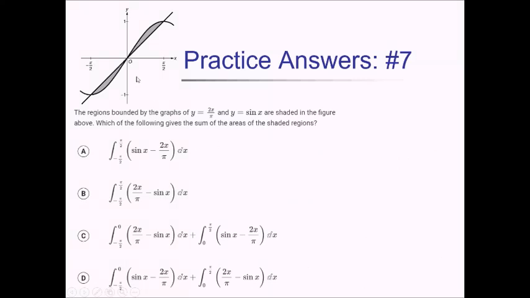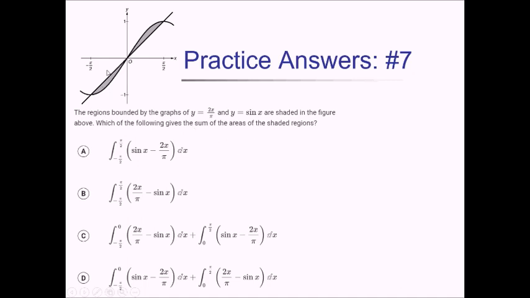For this problem, the regions bounded by these two graphs up here are shaded above. We want to know which of these expressions gives us the sum of these shaded regions. In general, we're trying to take the integral from left to right of top minus bottom. That's how we get that area, and how we get it to be positive area rather than negative area. We just want to get positive area here.